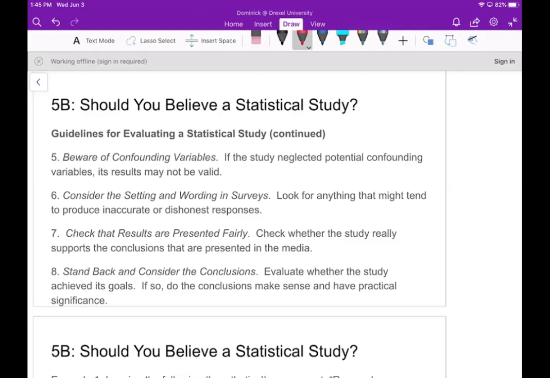And for eight, stand back and consider conclusions. Evaluate whether the study achieved its goals. If so, do the conclusions make sense and do they have practical significance?